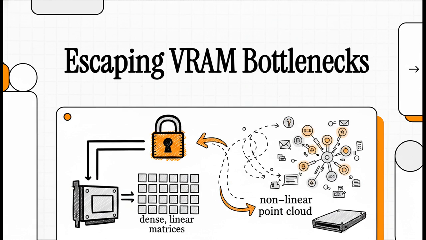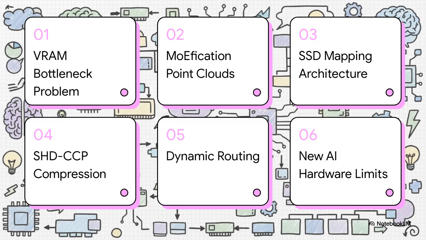That's exactly what we're looking at in today's explainer, how we are moving away from those heavy, dense, linear matrices and into the world of nonlinear point clouds. Here's our technical roadmap. We'll start with the VRAM bottleneck problem, look at moification and how we create point clouds, check out the SSD data mapping architecture, and then dive into SHD-CCP lossless spatial compression. Finally, we'll cover dynamic routing and asynchronous inference, and see how this all completely redefines AI hardware limits.